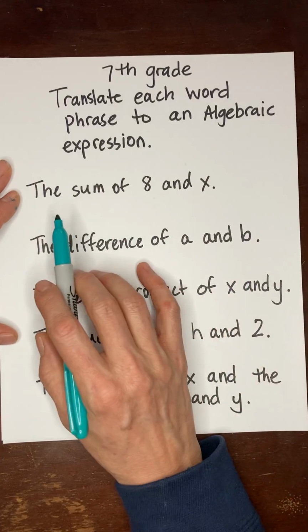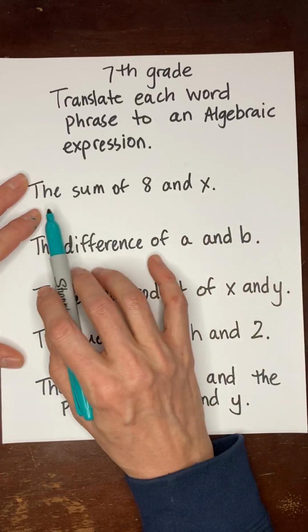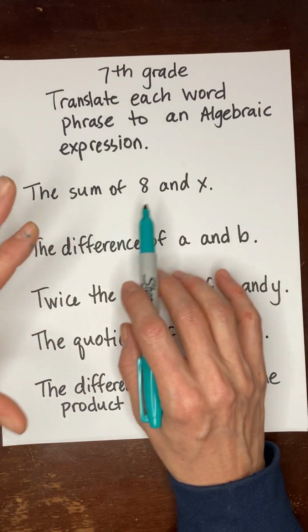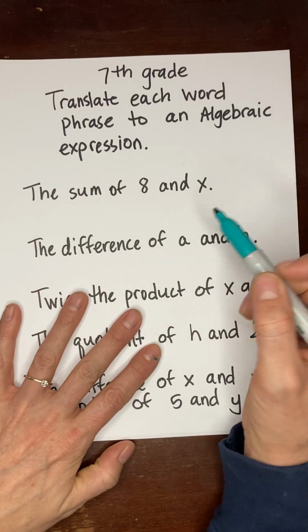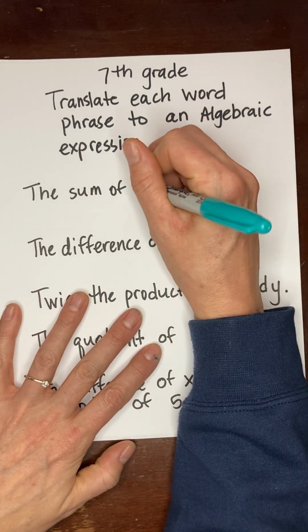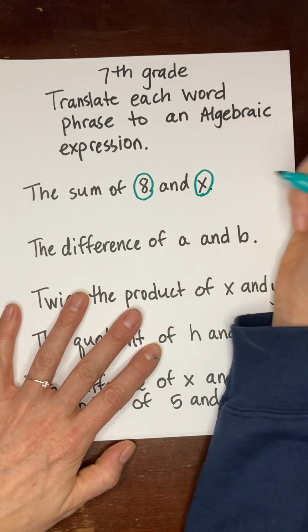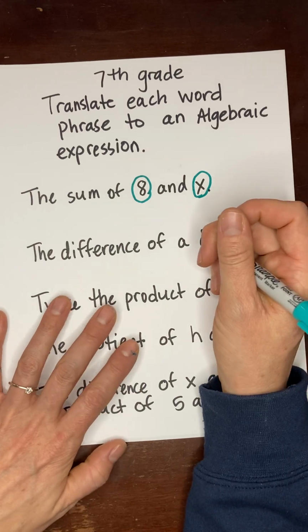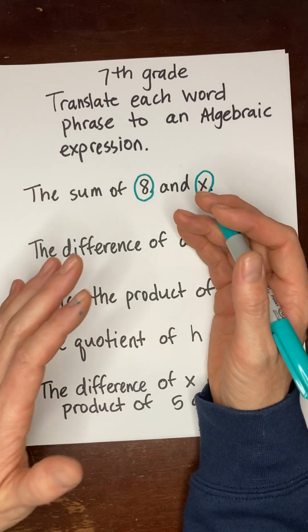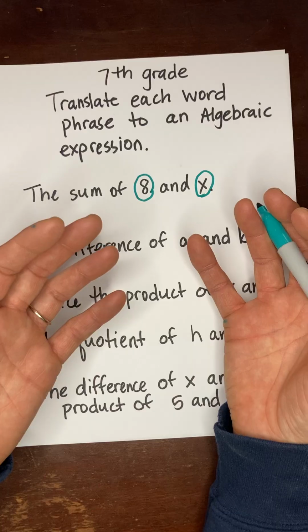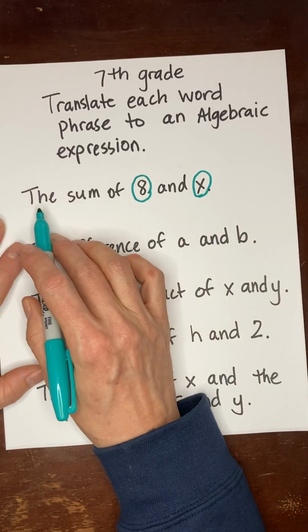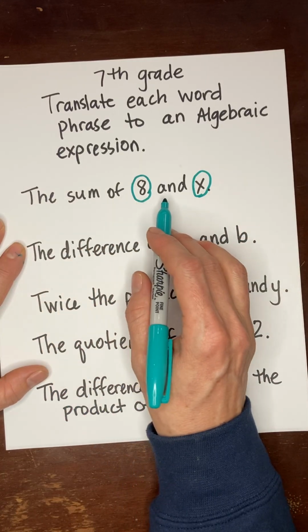All right, so the method I'm going to use is I'm going to look in my phrase for any numbers or variables and circle them. So I see an 8 and I see an X. The next thing I'm going to do is look for a word that might indicate what kind of math is happening. So, the sum of 8 and X.